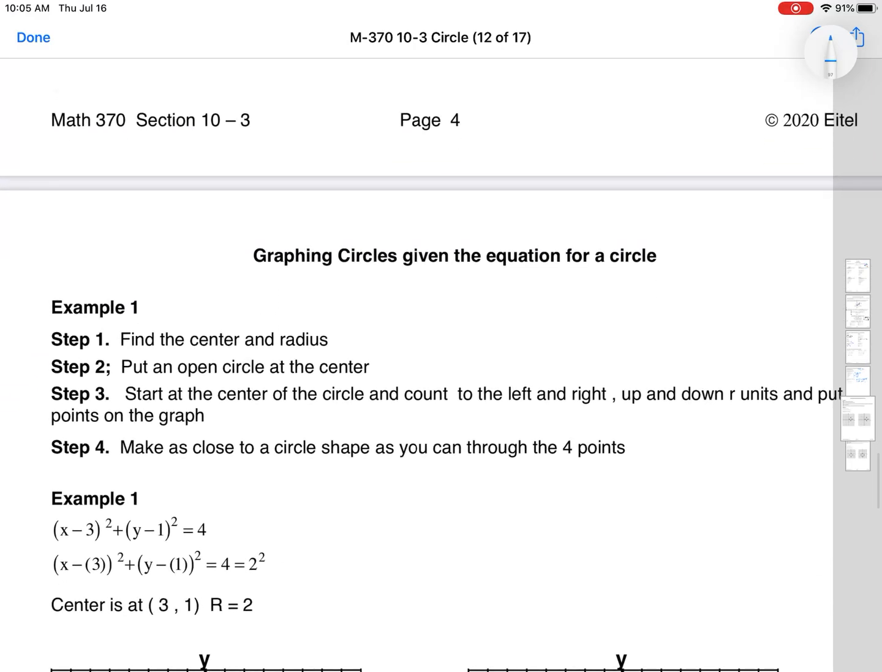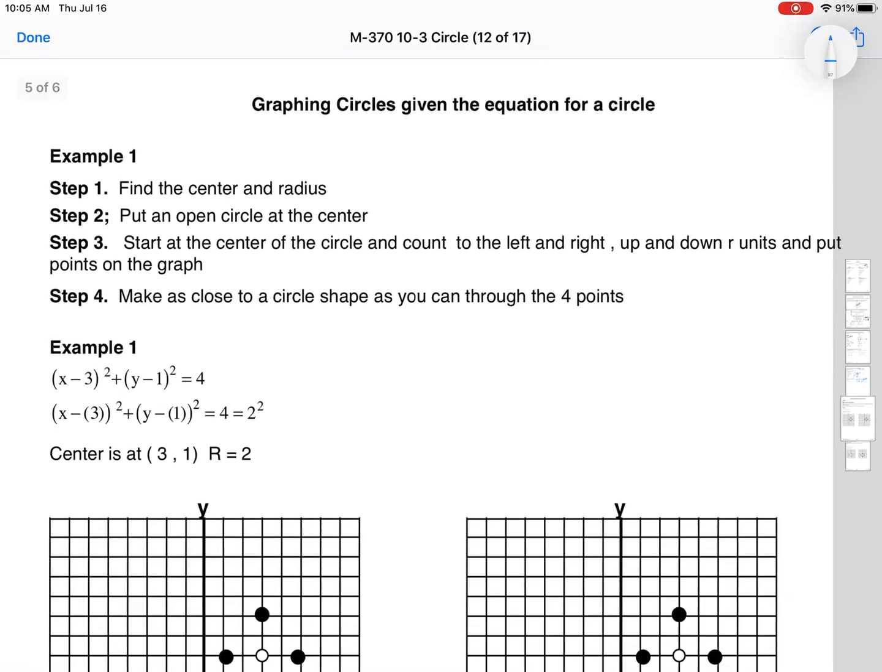So graphing circles, giving the equation for a circle. Step 1, find the center. Step 2, put an open circle at the center. Start at the center of the circle and count out to the left or right, up and down r units, and make the graph as close to circle shape as possible, as you go through those 4 points.